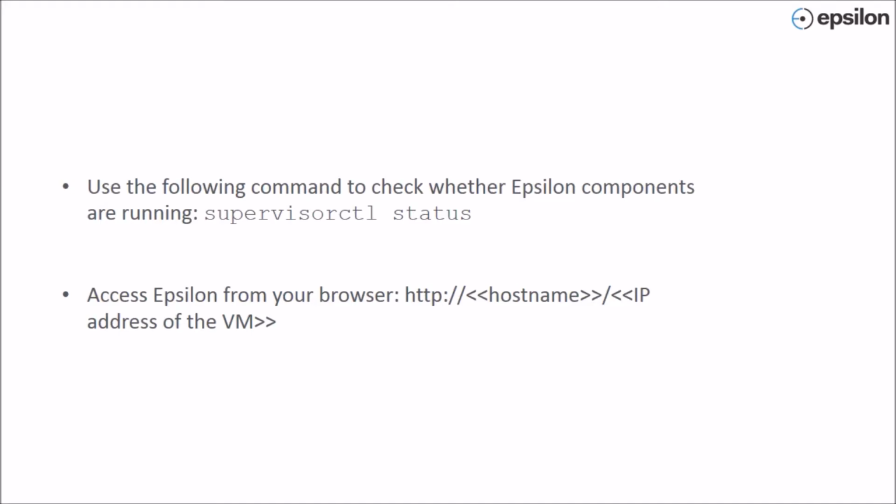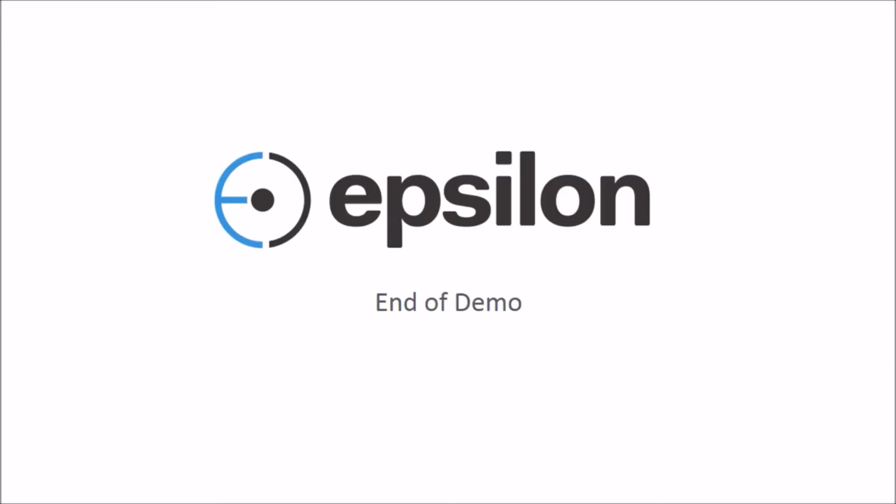You can check whether all the components of Epsilon are running using the following command, supervisorctl status. If this is OK, try accessing Epsilon from your browser as HTTP hostname IP address of the VM machine. You have now learned how to download and install Epsilon on your system.